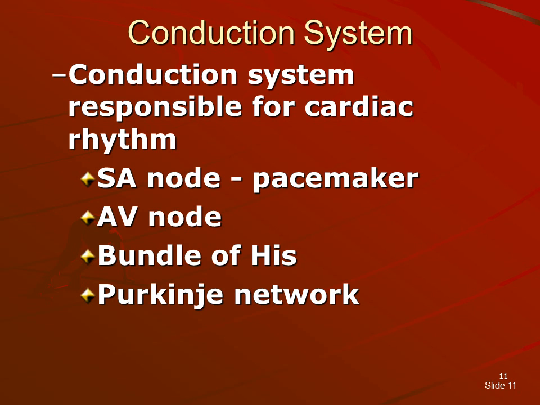These electrical impulses are then transmitted along pathways to the AV node, which is the atrioventricular node, then to the bundle of His and the Purkinje network. And in the next slide, we will go through the electrical activity of the heart.